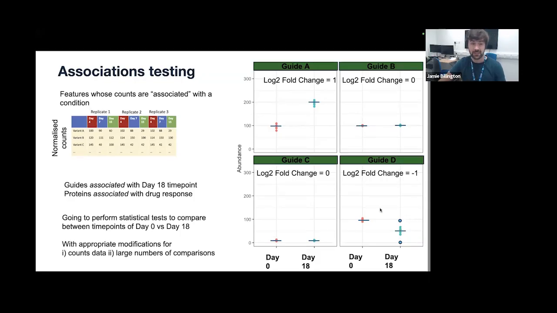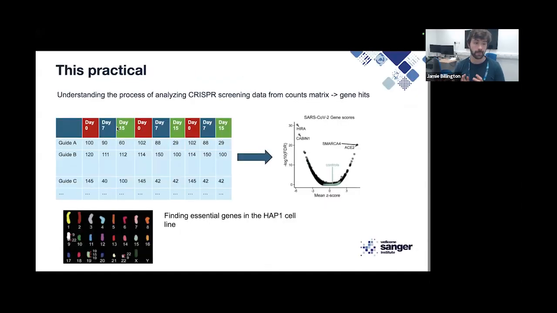Guide D maybe looks interesting because there's a change in the means, but I've simulated this as there's quite a lot of variability between replicates counts of those guides. So we need a statistical method that can weigh what the spread of the data is in each condition. So we're almost ready to go.